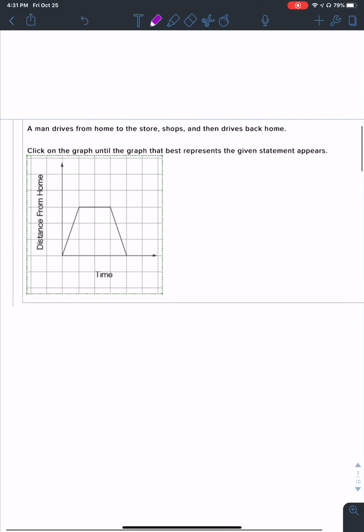Okay, now this one says that a man drives from home to the store, he shops, and then he drives back. So if you take a look again, remember we said it's important to look at the two sides of the graph. So the distance from home, when you start out at 0, 0 right here, your distance from home is 0 because you're actually at home. So if he goes to the store, imagine he's driven some amount of time away from home, and then the distance stops because he stays at the store for a while. And then he's going to drive back. So when he gets back here, he's going to be 0 away from home because he's actually gotten there.